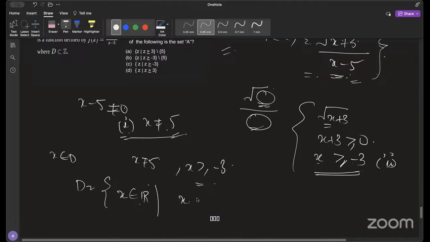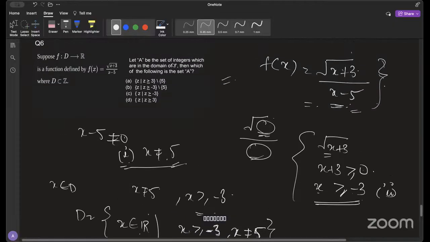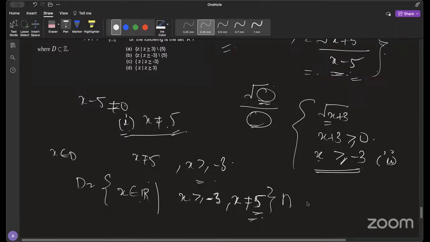Such that x is greater than minus 3 and x is not equal to 5. You'll have to mention that x is not equal to 5, because 5 is greater than minus 3. Otherwise, you could just drop this condition. This is your domain, but you have to find the set of integers that's in the domain. So you have to intersect it with the set of integers.